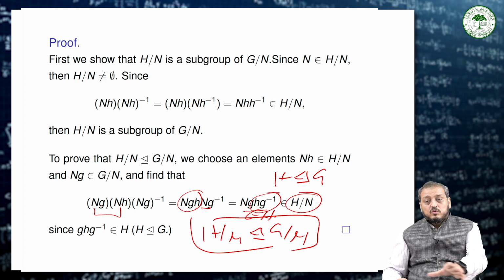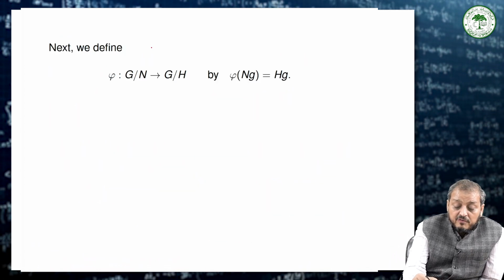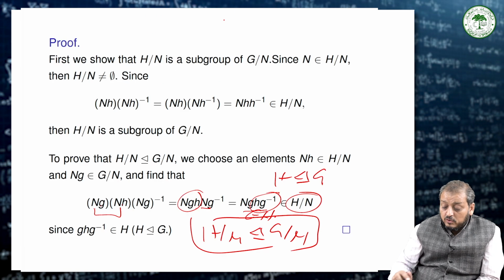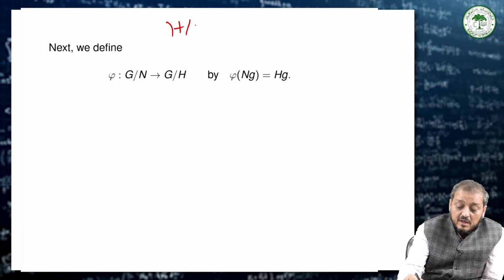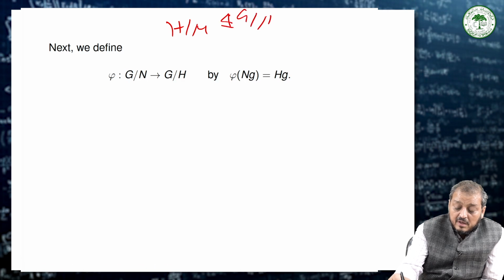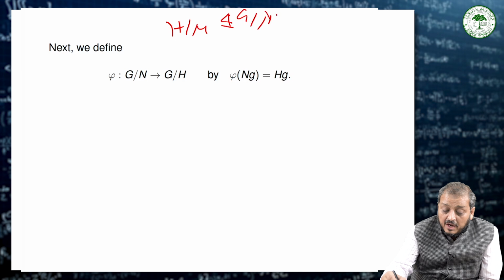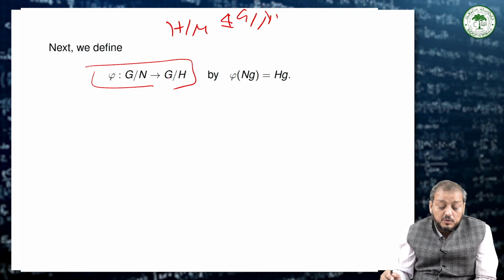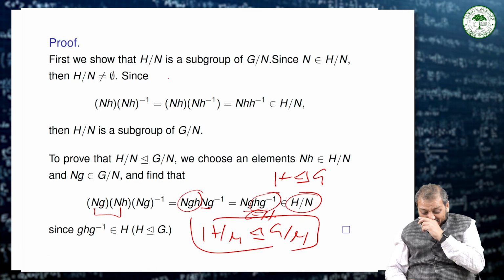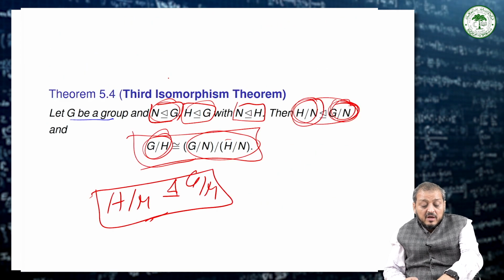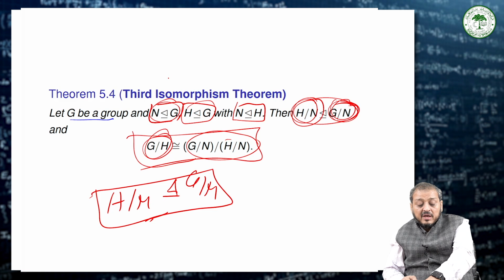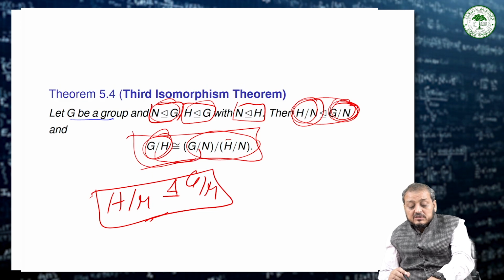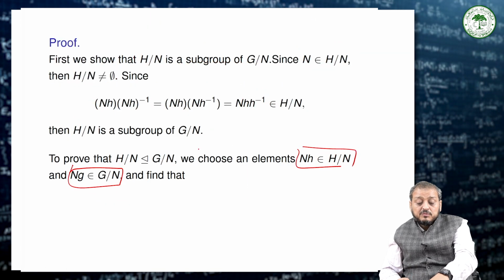So this means these two quotient groups are normal. We have shown that H by N is normal in G by N. Now we define an onto homomorphism phi from G by N to G by H, because we have to show this isomorphism, G by H up to G by N over H by N. So we take a map from this to this, and we just use the first isomorphism theorem for onto homomorphisms.